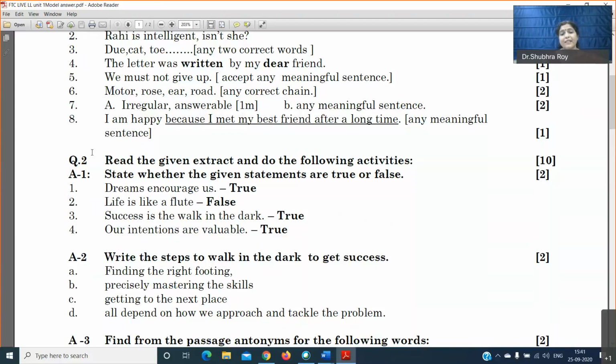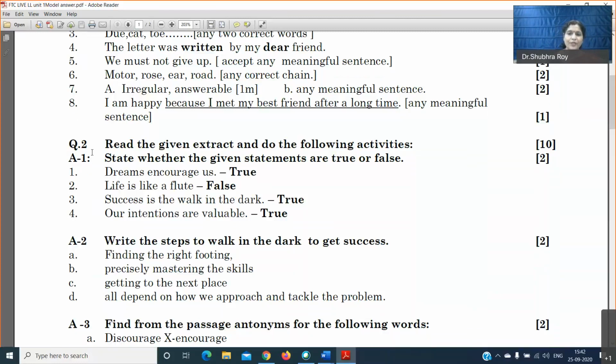So these are writing the steps to walk in the dark to get success. The correct answer is all the 4 points you have to write in order to get 2 marks. If you have missed out 1 point, because 1 point carries half a mark, so if you have missed out any point, you will get marks accordingly. Finding the right footing, precisely mastering the skills, getting to the next place, all depend on how we approach and tackle the problem. Okay. So these are the 4 points that you are expected to write.